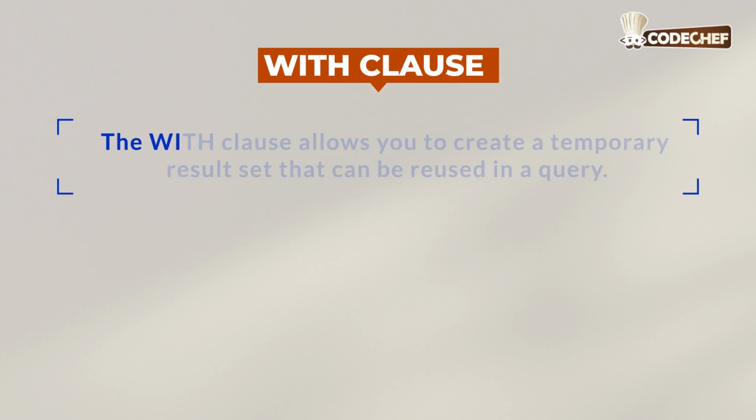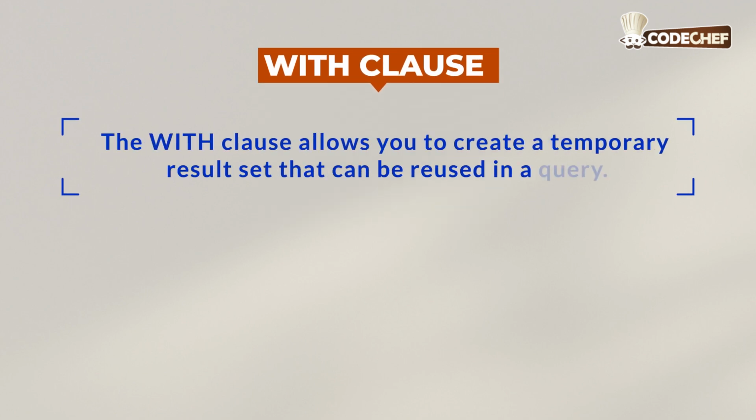Last but not the least, with clause. The with clause allows you to create a temporary data set that can be reused in a query. So it works exactly like joins. If you have seen my previous videos or you have learned the concept of joins, you must know that joins are used to create a temporary data set just to fulfill data requirements of the user. It just allows the user to retrieve the information that he or she needs.